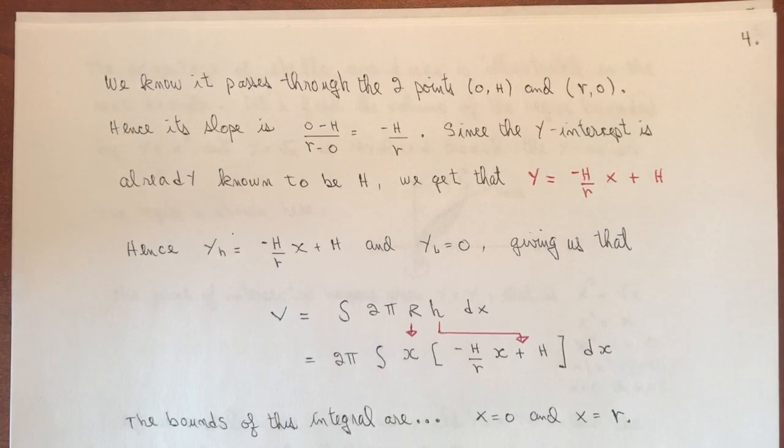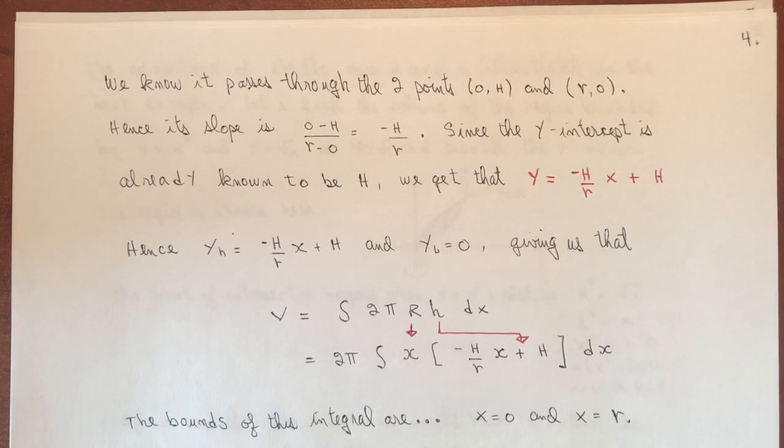Since the y-intercept is already known to be big H, we get the equation y is equal to minus big H over little r times x plus big H. Since y high is precisely the equation of that line and y low is 0, the volume is going to be the integral of 2 pi rh dx, with the 2 pi outside. The radius is x, and the height is the y of the line, so minus big H over little r times x plus big H.